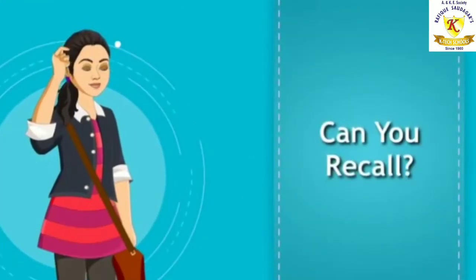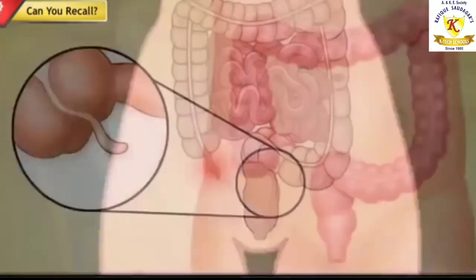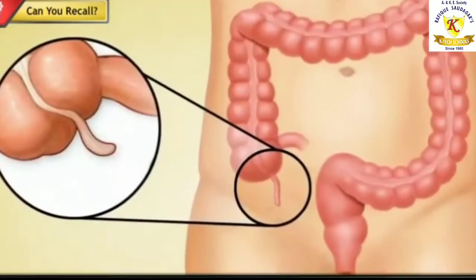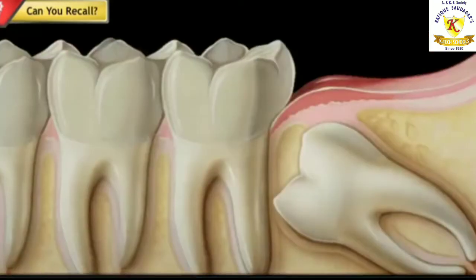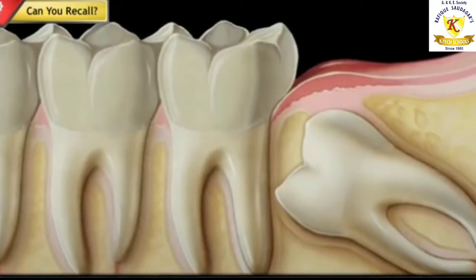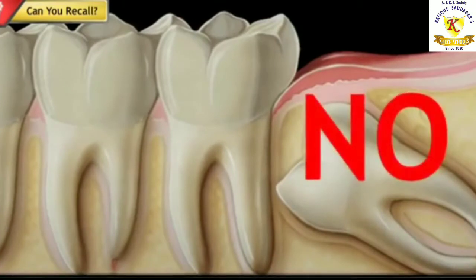Now children, before we start, can you recall something? What is the function of the appendix of our digestive system? There is no function of the appendix of our digestive system. Therefore, it is called a vestigial organ. Now, are our wisdom teeth really useful for chewing the food? No.